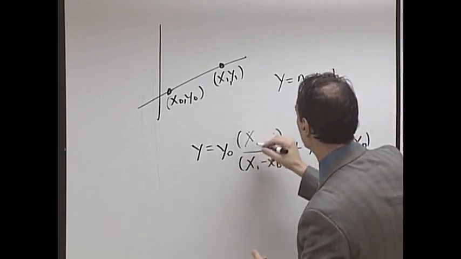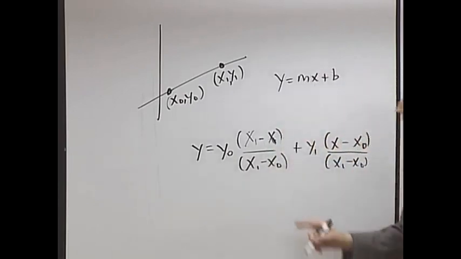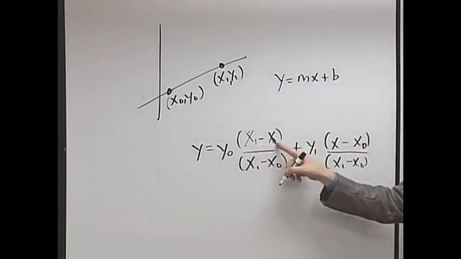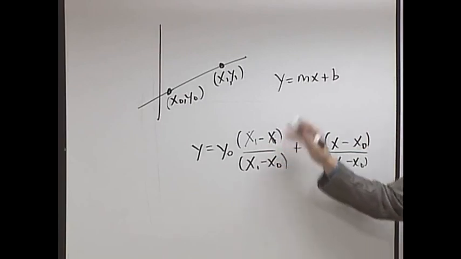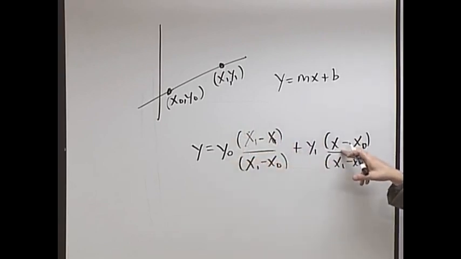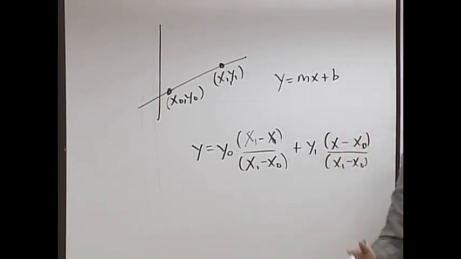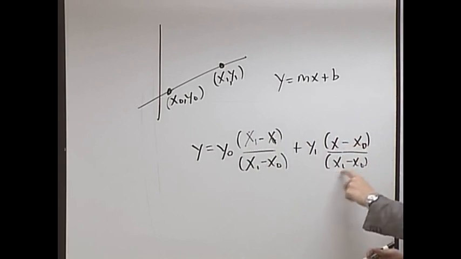Let's do this. I knew I wouldn't quite write it down right. So if I put in x naught here, I get x1 minus x naught over x1 minus x naught. They're the same, that becomes 1, and I get y naught. And if I put x naught in the other factor, x naught minus x naught is 0. Now let's look at x1. At x1, I have x1 minus x1, that's 0. And x1 minus x naught over x1 minus x naught, that's 1, so I get y1.